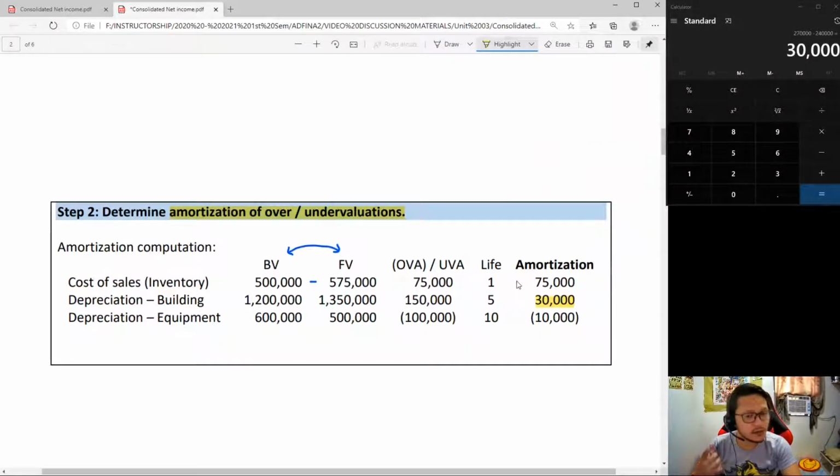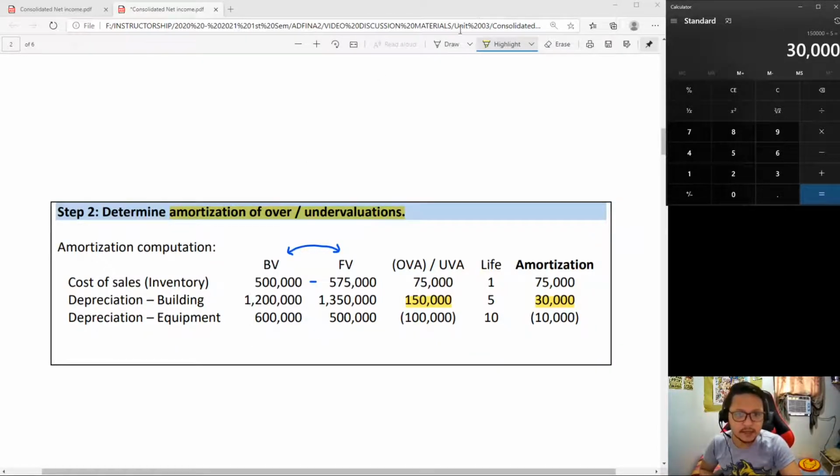Or, you may simply compute it as follows. 1,350 minus 1,200, you get 150. Take this difference and simply divide it by the number of years of depreciation for the building, or remaining life, which is 5. 30,000. As simple as that.